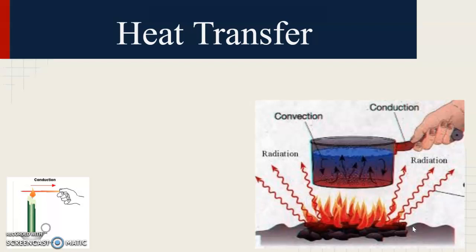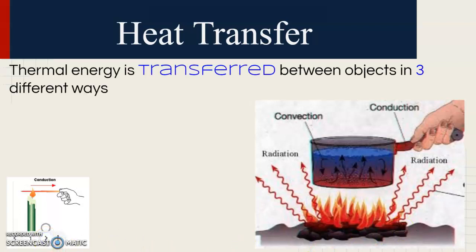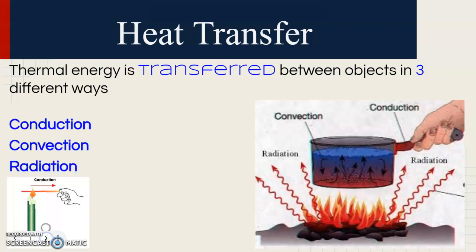So yesterday we talked about the different types of energy. We talked about thermal energy. And so today we are just going to wrap it up by talking about heat transfer. We're going to talk about heat transfer today, and then we're going to be officially done with Unit 1. Thermal energy is transferred between objects in 3 different ways, and we have to know all 3. Those 3 ways are conduction, convection, and radiation.